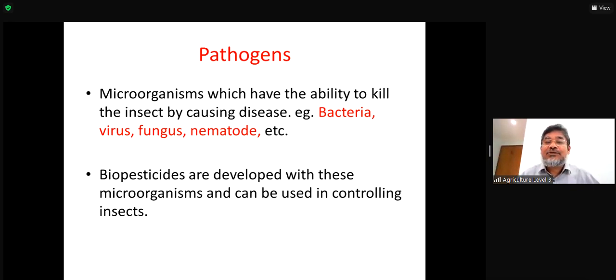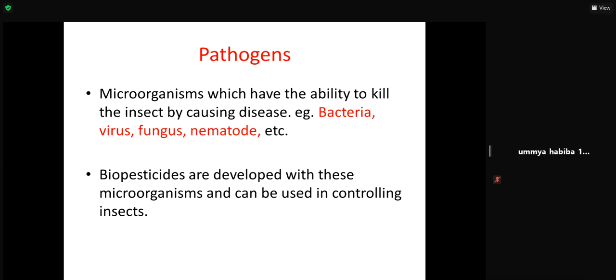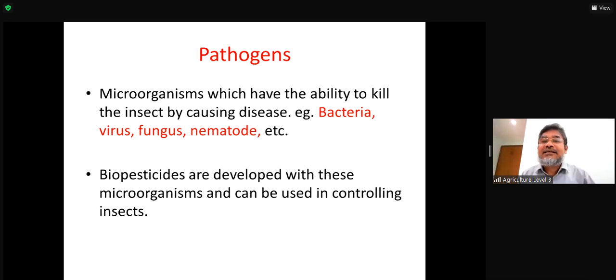So bacteria cause disease not only to us. Viruses too. There are some viruses, like NPV, nuclear polyhedrosis virus. That virus is very important for causing disease to insects. Once the insect gets diseased, that insect will not survive. So these bacteria, virus, fungus, and nematodes are all living organisms living in the ecosystem. The insects are interacting with these living organisms. When the bacterial population increases, what can happen? The pest population will go down.